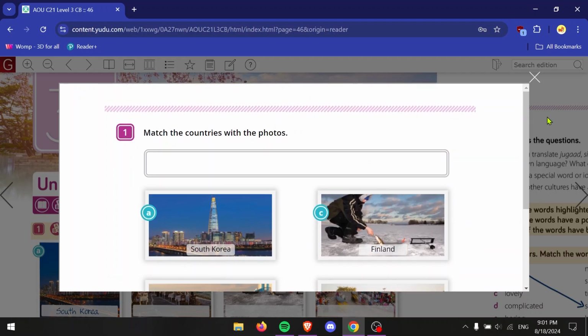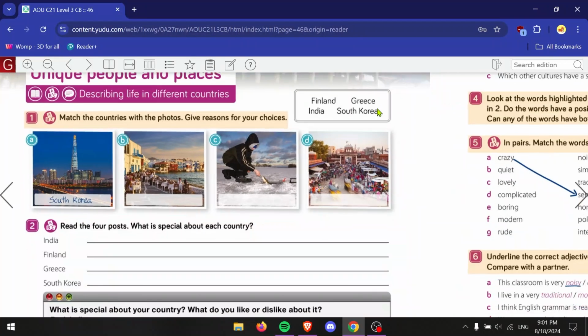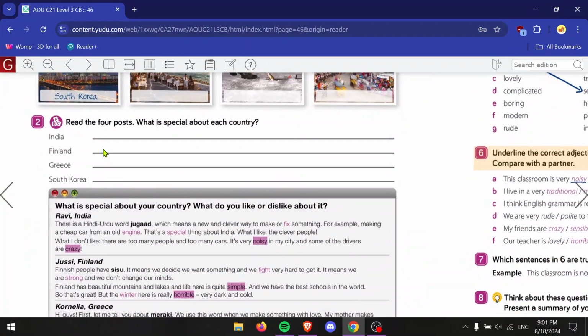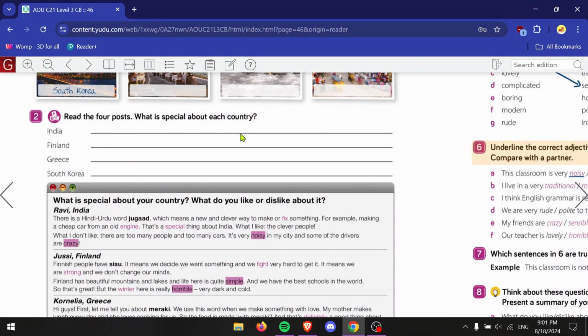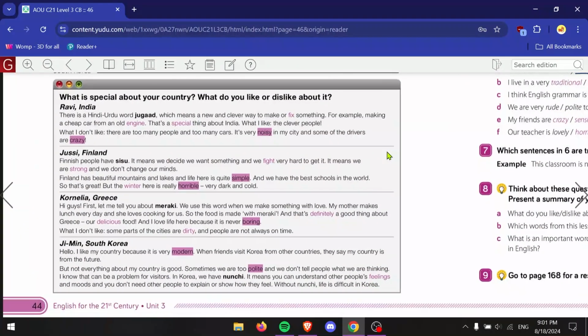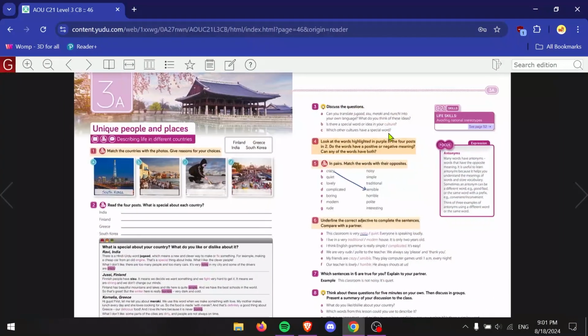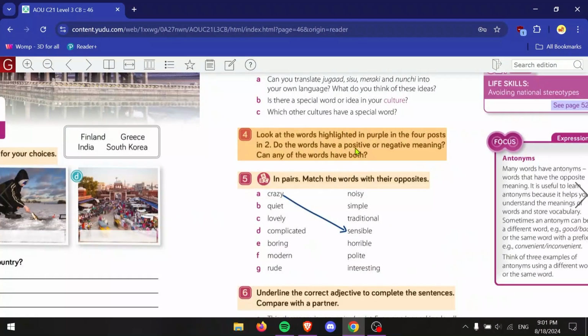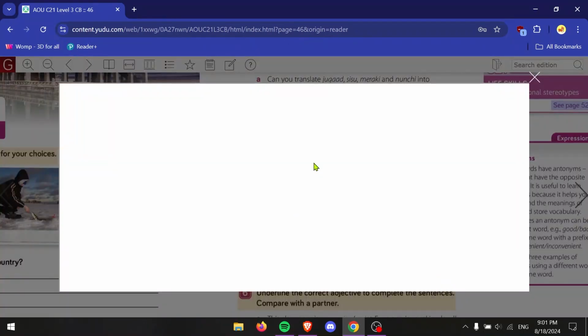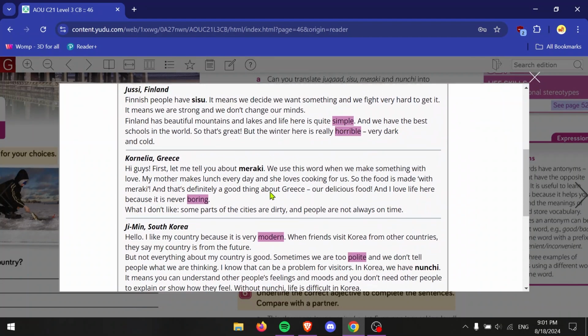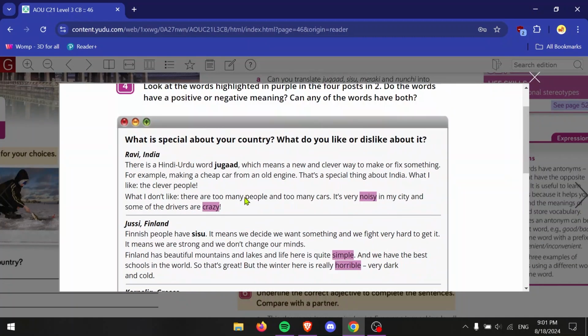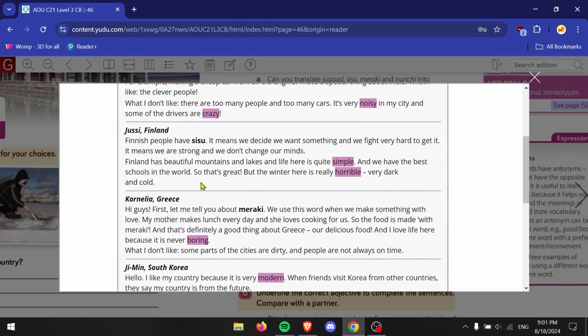Okay. Now that we've matched these, let's move on. Here we have: read the 4 posts. What is special about each country? Okay, so we're going to do some reading, and I think the better option here is for me to... let's see if I can find the reading inside. Yeah, I do.